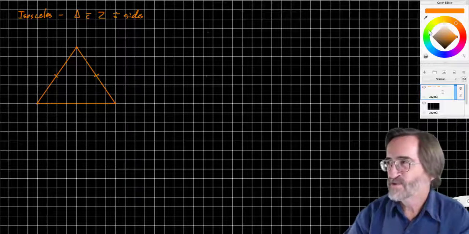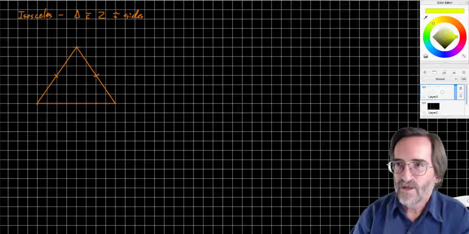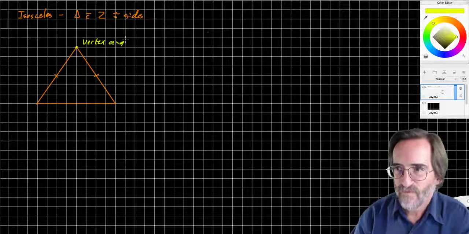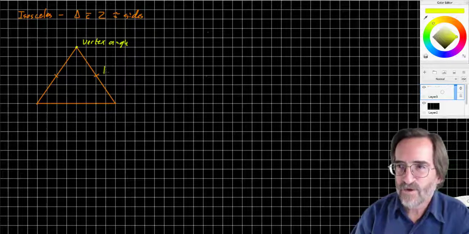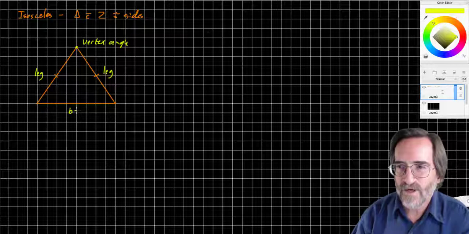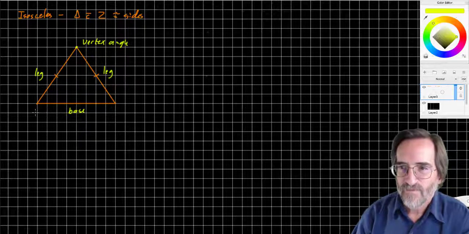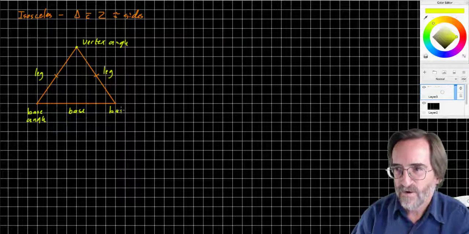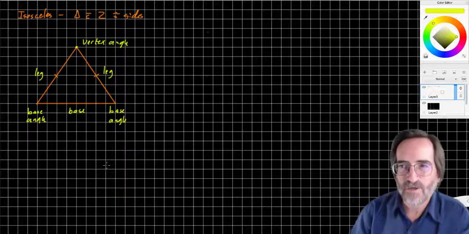But we need some words here. The angle that is formed by the two congruent sides is called the vertex angle. The sides that are congruent are called legs. The side that is not congruent, or the third remaining side, is called the base. And the angles that adjoin the base are called base angles. Base angle, base angle. So, some words that you need to know.